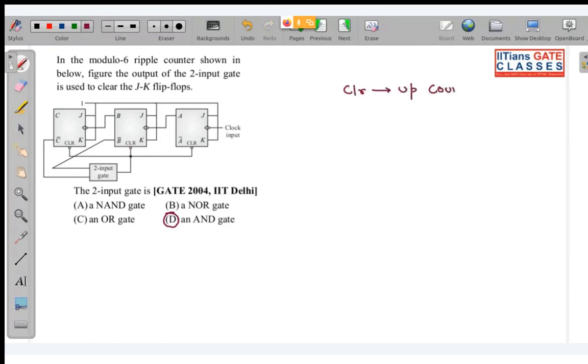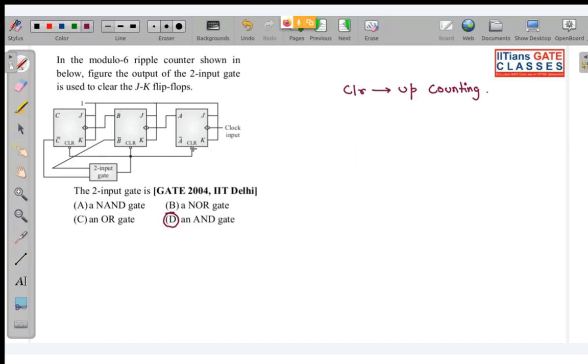Up counting. Why up counting? Because we will be clearing the state whenever this clear input is high or low, depending on whether this is active low or active high. So we will be clearing the states of the flip flop. When it is an up counter, we clear it from 1 to 0. Okay, fine, so this is an up counter. Now look over here: is this active low clear or active high clear? This is active low clear.